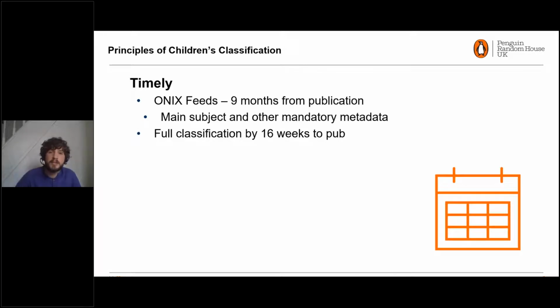Our classification processes help ensure that adjustments are made to classification as more detail is added to the book's record. For example, when copy is added or updated by editorial teams, we get that in a report. We aim to get full classification by 16 weeks to publication, which matches the BIC Product Data Excellence Award completeness and timeliness criteria.